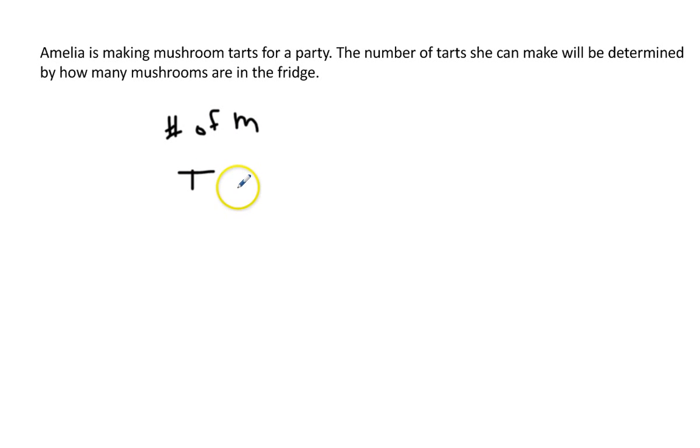The number of tarts she can make will be determined by how many mushrooms are in the fridge. So again, we need to identify our two missing pieces or our two unknowns. So it would be the number of mushrooms. I'm going to call them M for mushrooms and T for tarts. So you have to say to yourself, does the number of mushrooms I have depend on how many tarts I make, or does the number of tarts I can make depend on the number of mushrooms I have? So what we find out is that the number of mushrooms is our independent variable, and the number of tarts is our dependent variable, because the number of tarts I can make depends on how many mushrooms I have.